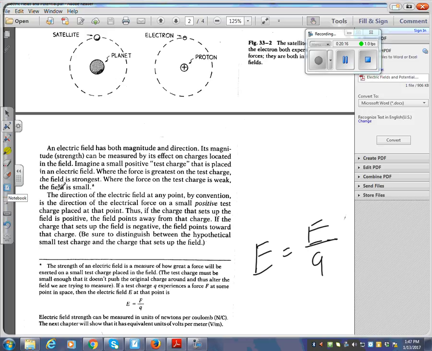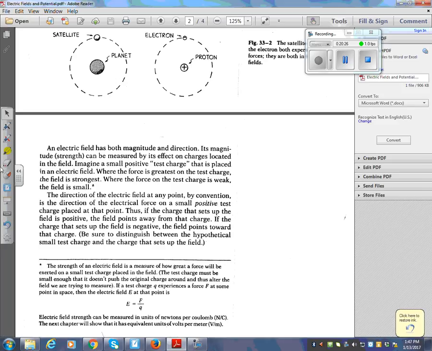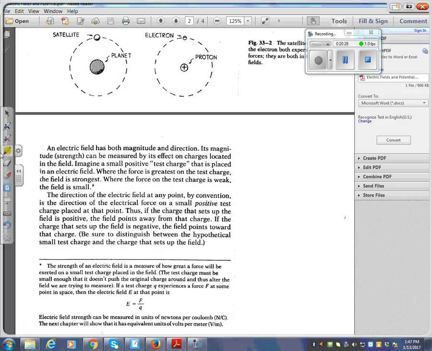Right here. The direction of the electric field at any point by convention is the direction of the electrical force on a small positive test charge. I did it again. Okay? That, my friends, is important. The direction of the electric field at any point by convention is the direction of the electrical force on a small positive test charge placed at that point.